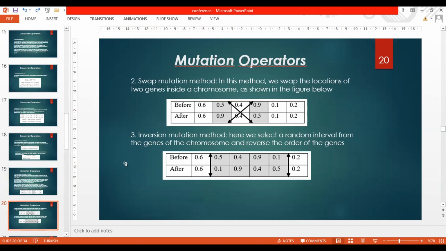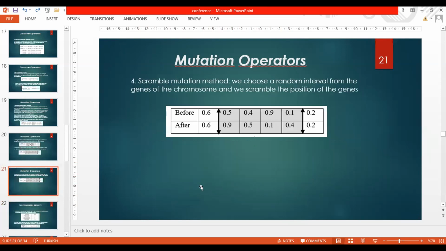Inversion mutation method. Here we select a random interval from the genes of the chromosome and reverse the order of the genes. We will start from here: 5, 4, 9, 1, and after mutation, the values starting from this point are 9, 4, 5, and 1.